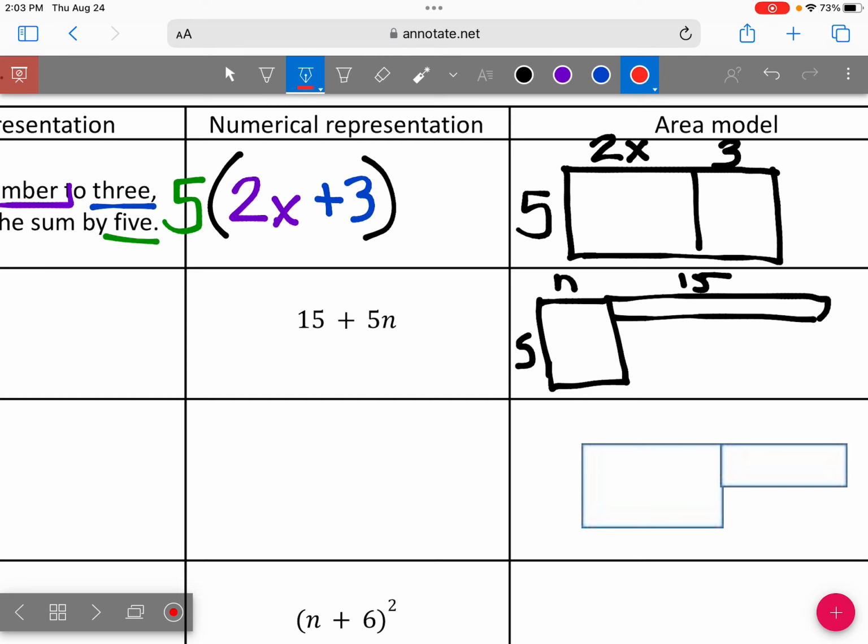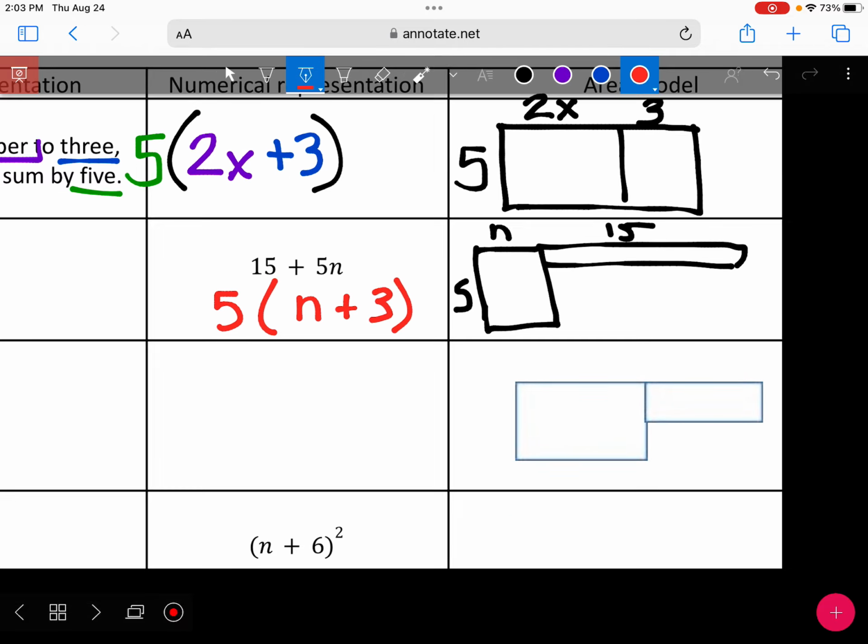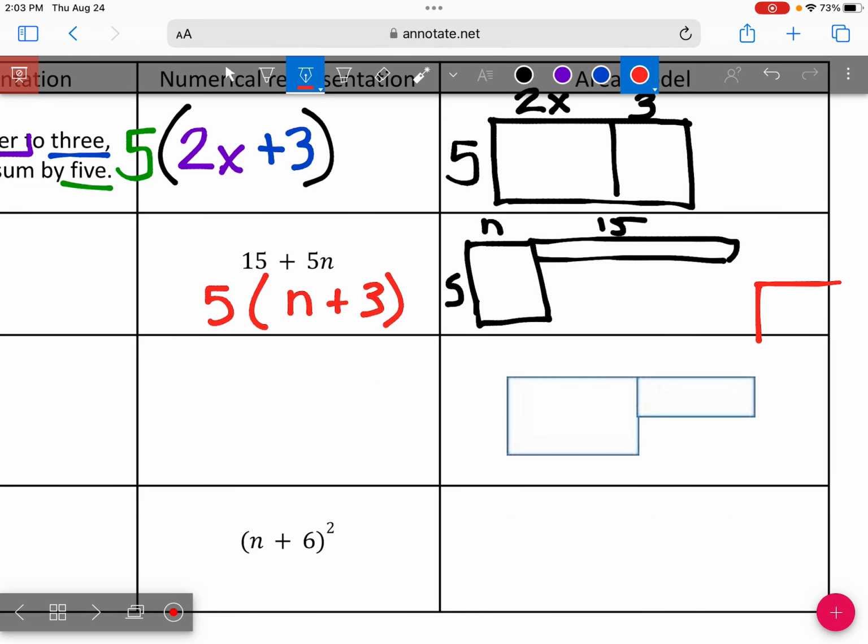What can I factor out of both 15 and 5? 5. Leaving us with, what's inside? 3. Or 3 plus n. It does not matter which order it's in. So we could also do it as an old school box model. We could do it as 5 times n plus 3.